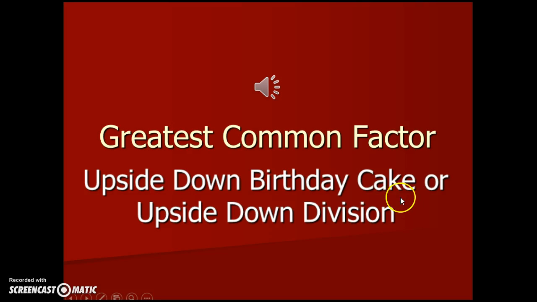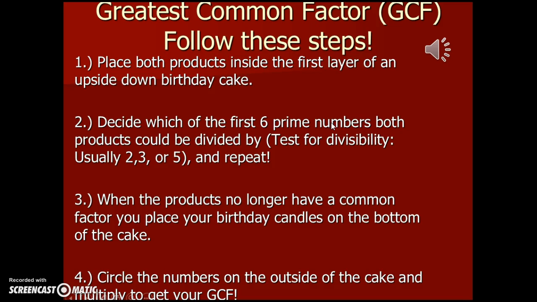So that music tells you, use the upside-down birthday cake method, or upside-down division. This is what it looks like. Here are the 4 rules. In order to follow the rules, you have to make sure that you know a couple of things.